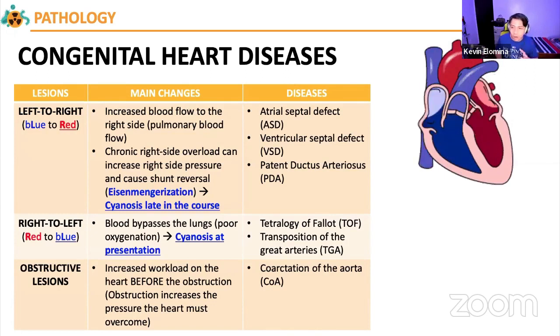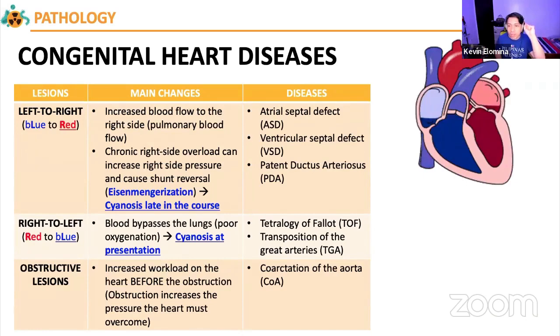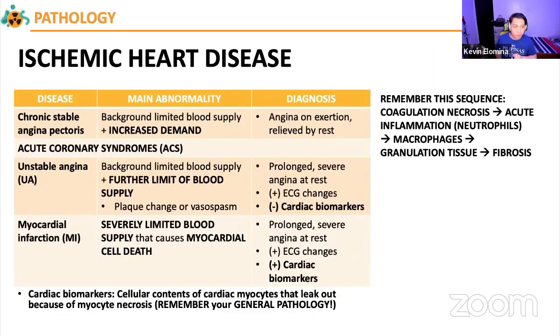And then we have obstructive lesions, which can provide increased workload, no, dun sa upstream chambers, and that can cause your hypertrophy. So for example, your coarctation of the aorta can cause left ventricular hypertrophy, especially the postductal one, diba? Parang ganon. Because your constriction will provide additional resistance to your blood flow.